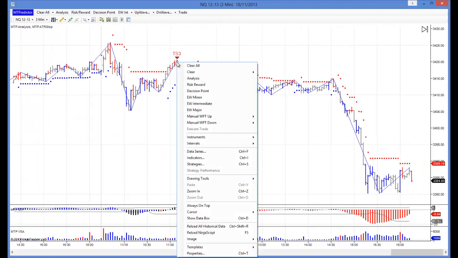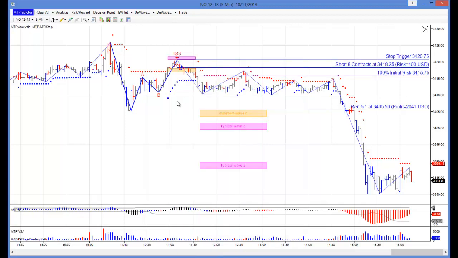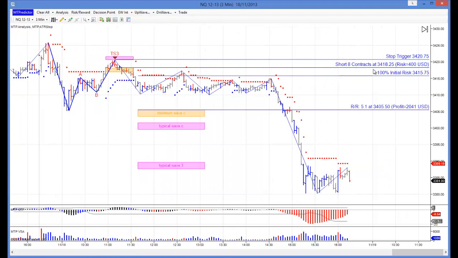So if we place the analysis on, very easy, right mouse click over the red bar, come down and select analysis, and as you can see this gives you the entry level, the stop level, how many contracts to trade, in this case to keep the risk less than 2% of a sample $20,000 account. This is what we call position sizing.